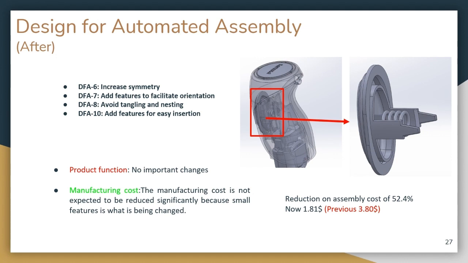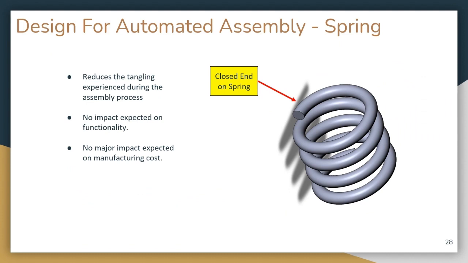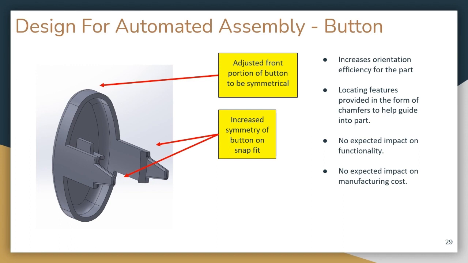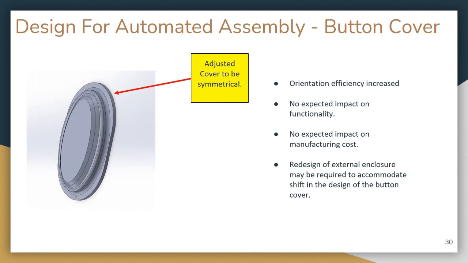Now I'm going to go through all the different parts and how we did the redesign of them. The spring, we just made a closed end in order to avoid that initial tangling. Here we can see the bottom, how we made two features on each side to make it symmetrical and help with inserting. And the bottom cover, we made symmetrical in order to help with the assembly.